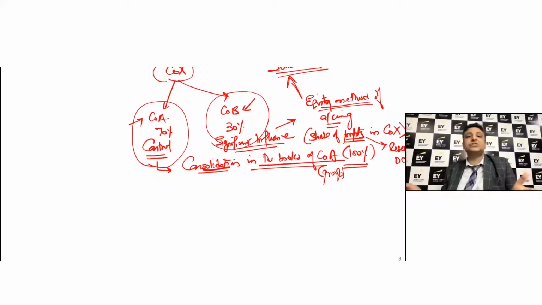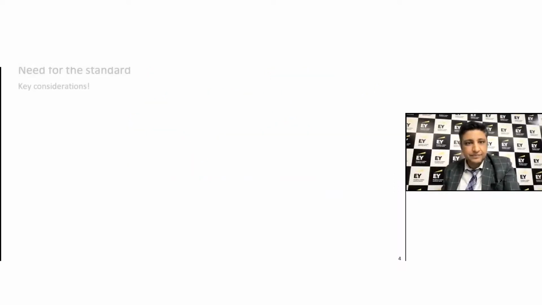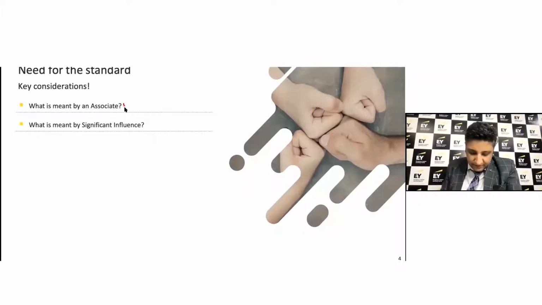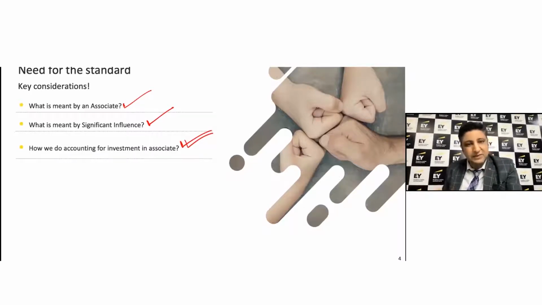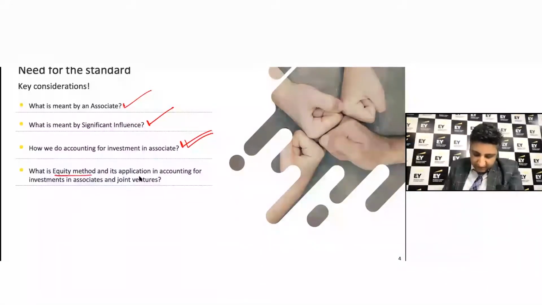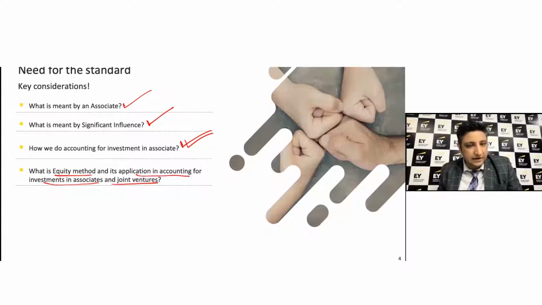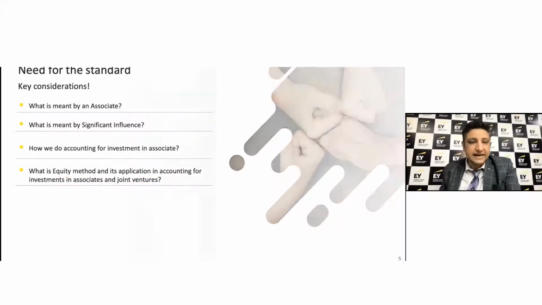So the key questions that we want to address from this particular standard's perspective are: what is the meaning of an associate? What is the meaning of significant influence? How do we do the accounting for investment in associates? Something that you expect your examiner to be assessing you on. And finally, what is the equity method and its application in accounting for investment in associates and joint ventures? Broadly, how do you do the accounting under the equity method? That's what you need to understand well.